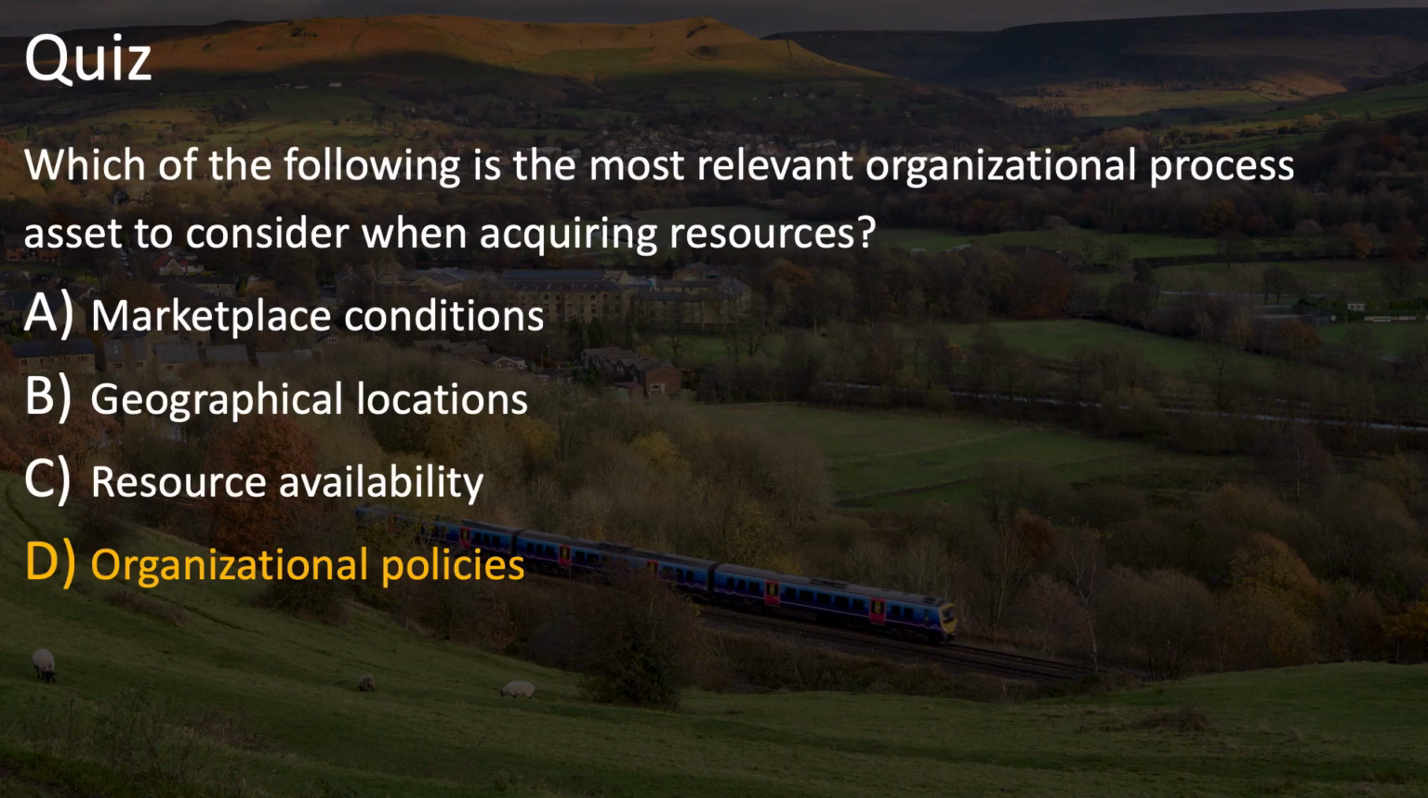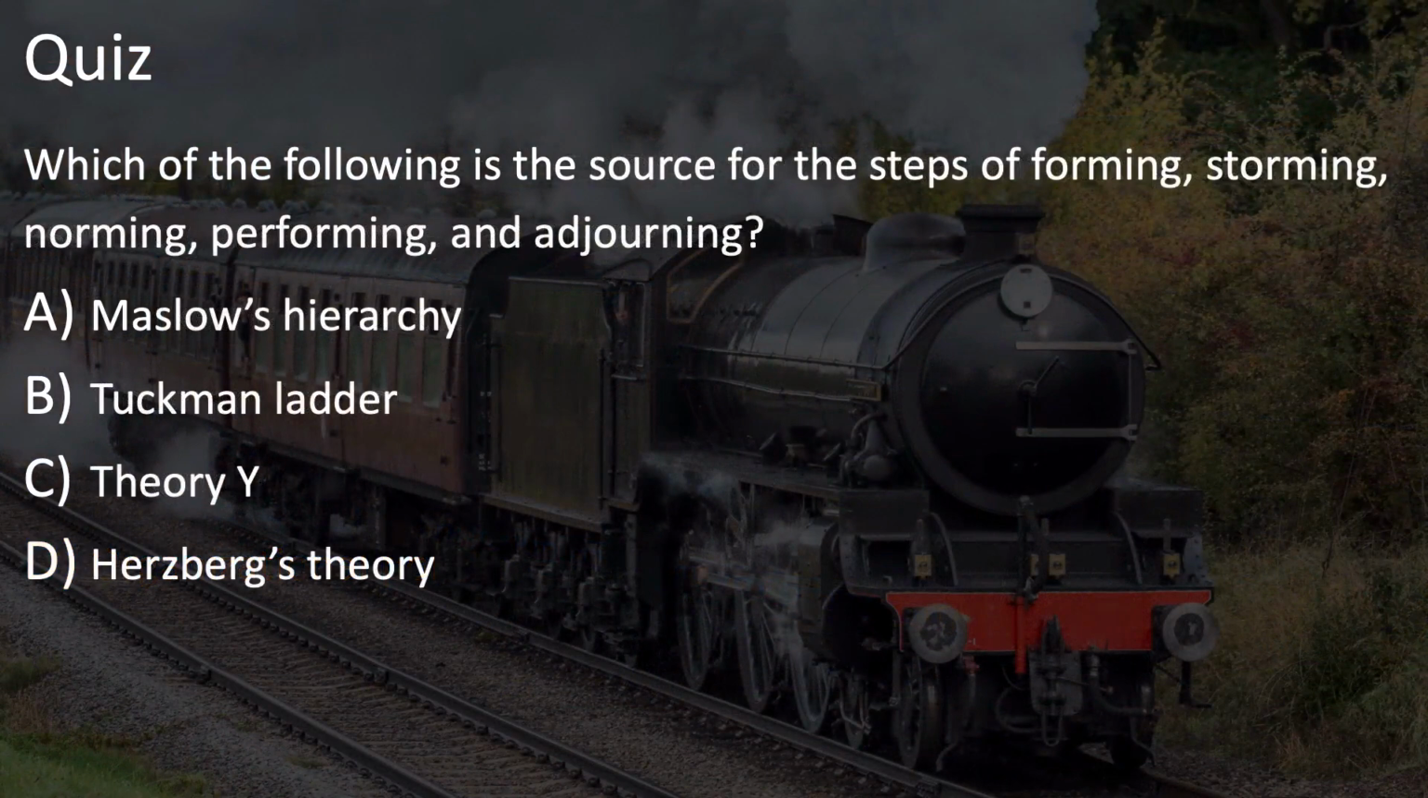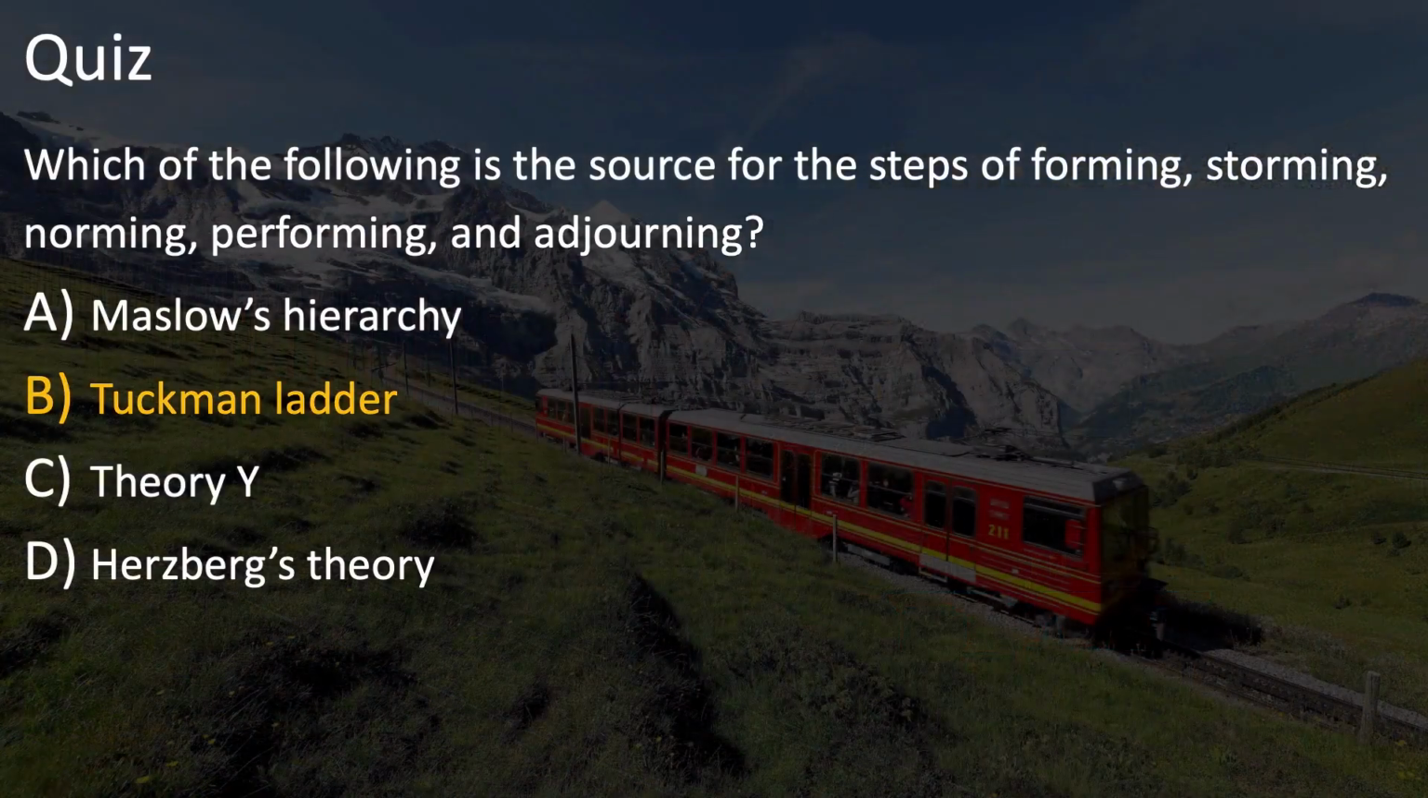Our next quiz question is, which of the following is the source for the steps of forming, storming, norming, performing, and adjourning? A. Maslow's hierarchy. B. Tuckman ladder. C. Theory Y. Or D. Herzberg's theory. The answer is B. The Tuckman ladder, which started with forming, storming, norming, and performing, and later adjourning was added to this.